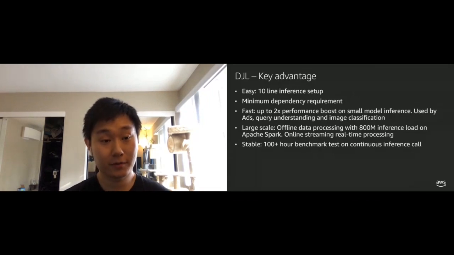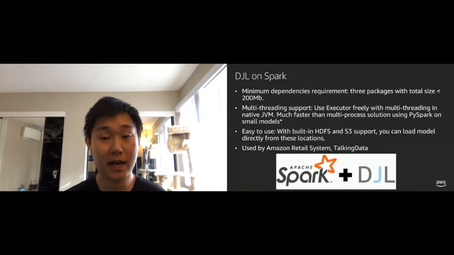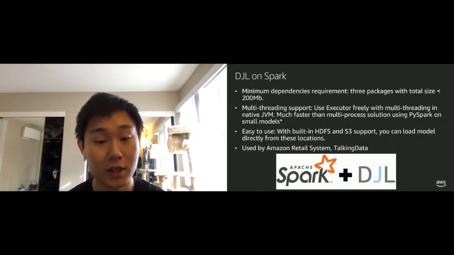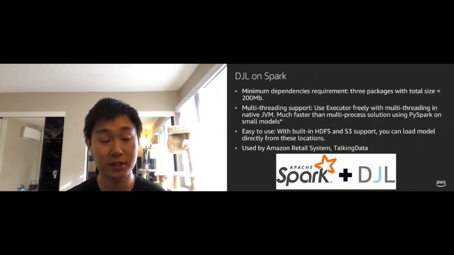So let's jump into the first use case, the djl library on Apache Spark. And again, it has very minimum dependency requirements, which can actually save time when you run everything inside of a Spark machine. And apart from that, multi-threading support now came into place. Because Spark has been designed with multi-threading in every part, you can leverage that benefit with the djl library. Since we already support that, you can use multi-threading with JVM instead of Spark.